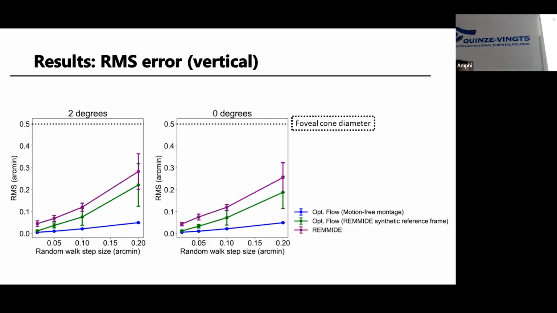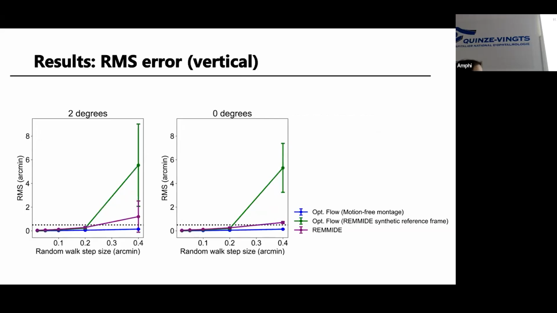And you can see that both the optical flow and remedy perform very well. So their RMS error is below the size of a foveal cone. And you can see that the optical flow algorithm performs ever so slightly better. However, it's pretty much the same between the horizontal and vertical.